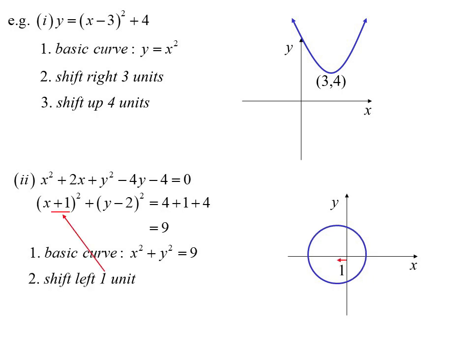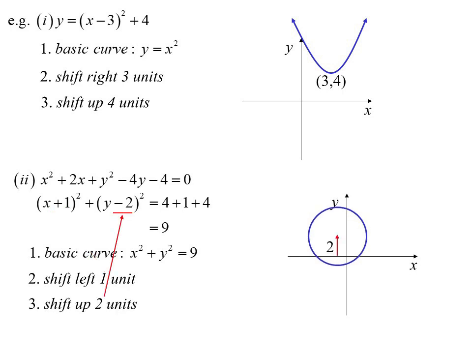We're going to shift it left 1 unit, because grouped with the x, so over we go. Now this one is grouped with the y, so we're shifting it up 2 units. And so there's our new circle. Its centre is at minus 1, 2. Oh, I didn't actually label the radius, I should have done, but the radius would of course be 3 units.